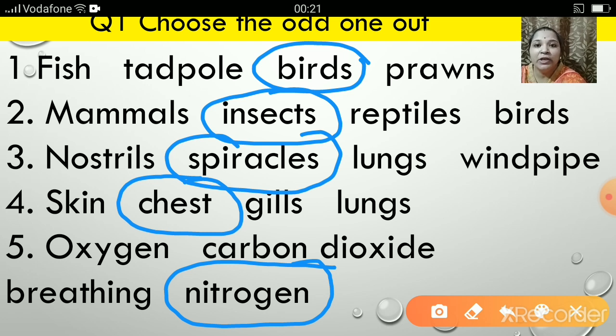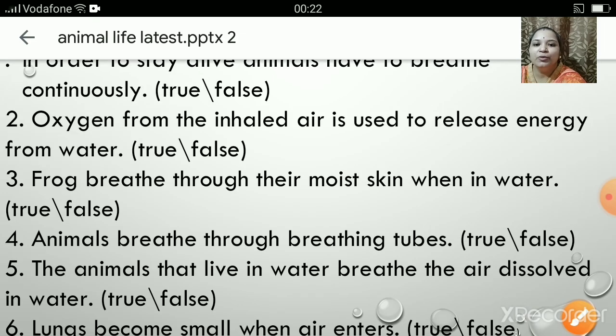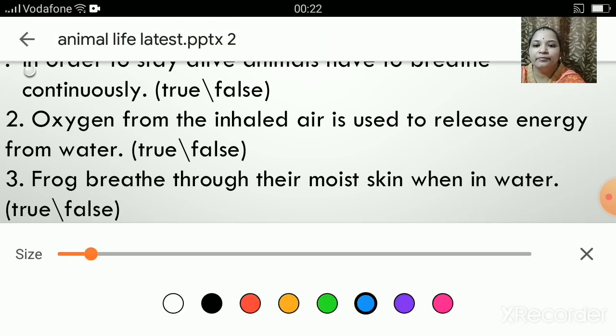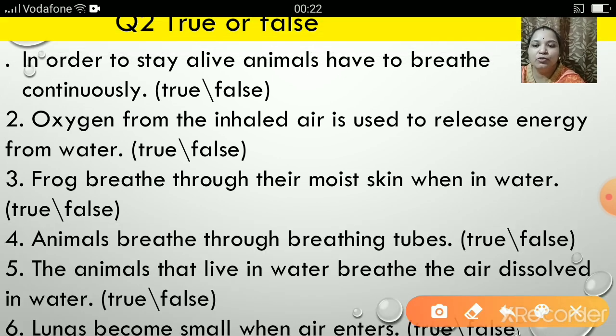Now children, let us have a look at the next set of questions. So, the next question is true or false? In order to stay alive, animals have to breathe continuously. So, is it true or false? That's true. Oxygen from the inhaled air is used to release energy from water. So, it's false because oxygen from the inhaled air is used to release energy from the food that we eat.